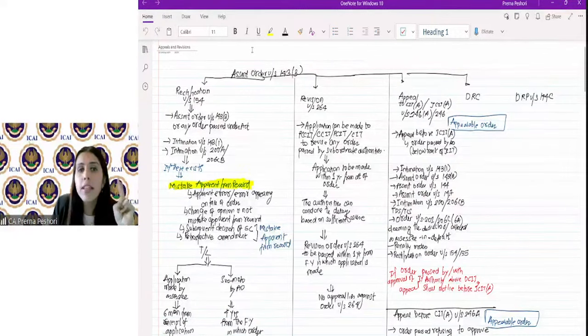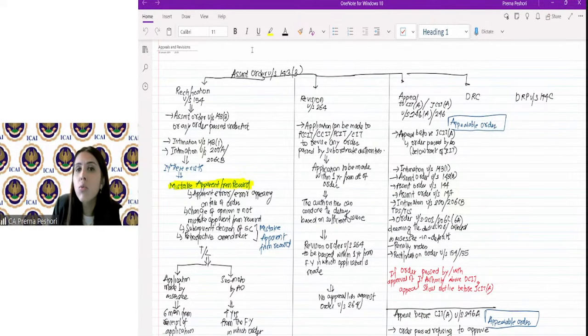Then the another option that the assessee has is revision under 264. The application can be made to the PCCIT, CCIT, PCIT or CIT to revise the order passed by the subordinate authority. Application is to be made within 1 year from the date of order. The authorities can, of course, condone the delay, and the revision order has to be passed by them within 1 year. This order will be final. No appeal will lie against this particular order.